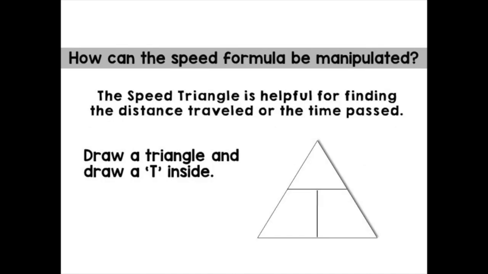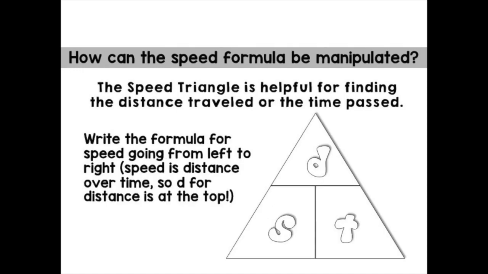Well, the speed triangle is helpful for finding the distance traveled or the time passed. So to do the speed triangle, you draw a triangle and you put a T inside. And then you write the formula for speed going from left to right. So speed is distance over time. So D is going to be at the top. So distance at the top and then speed and time at the bottom. So this helps you keep it straight when you have to solve for something other than speed.